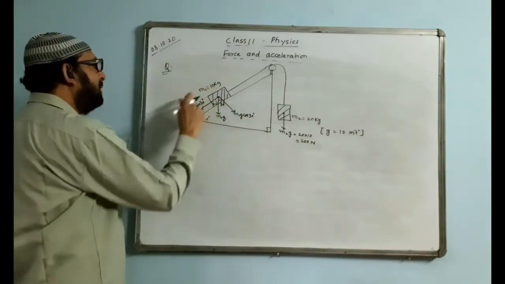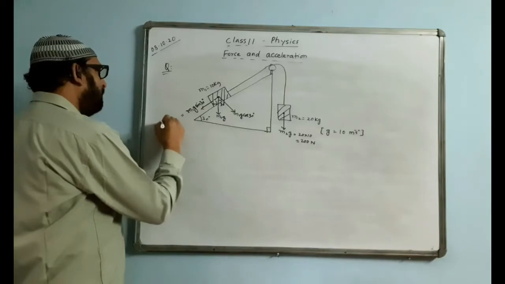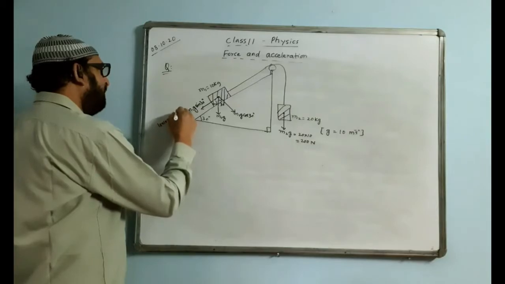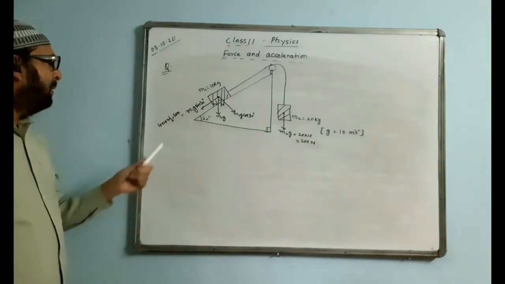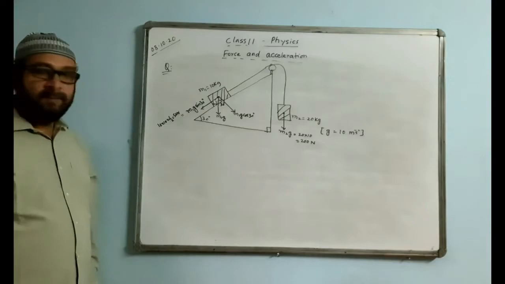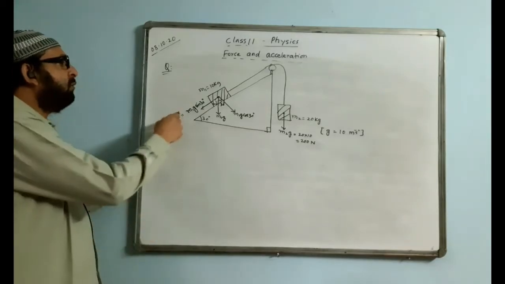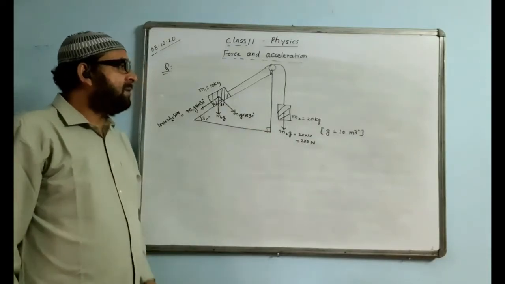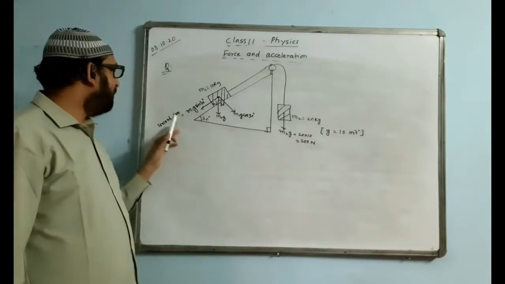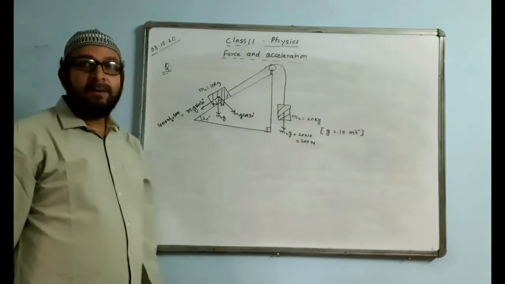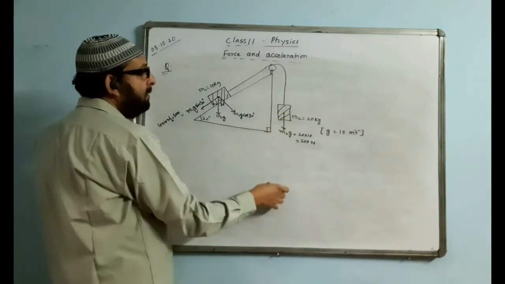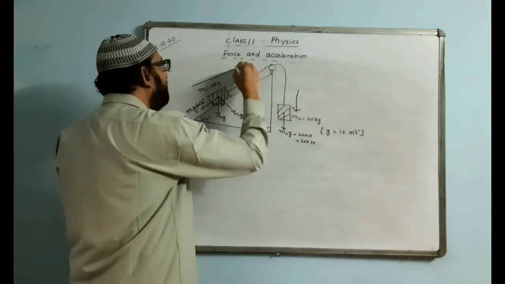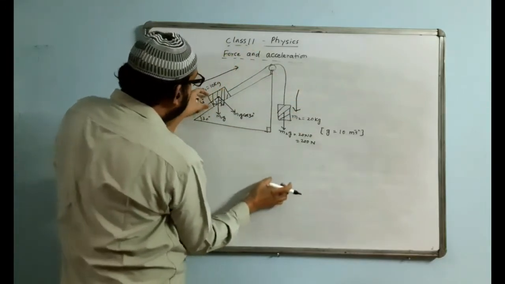Now we'll find the answer of this one. M1g sin 30 value is 10 into 10 into sin 30, which is half. The answer will come 50 Newton. So 50 Newton is acting in this direction and 200 Newton is acting in this direction. Which one is bigger, 200 or 50? The answer is 200 is bigger. That means this side weight is bigger, so the motion will take place like this. This will be going down and this will be moving up, sliding down and moving like this.